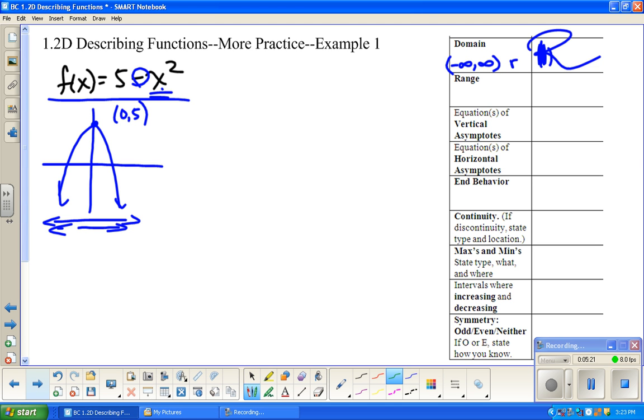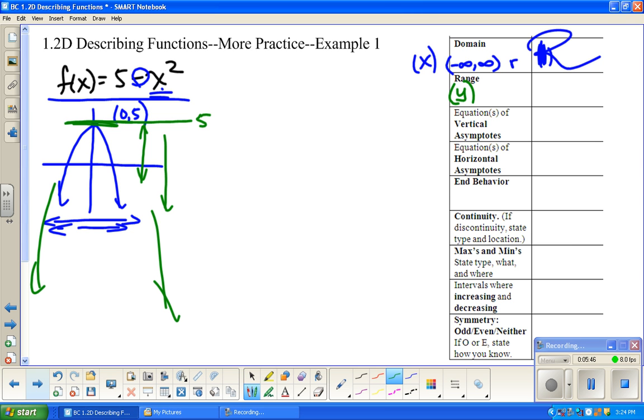Sorry. Okay. Y values, again, the range. Okay, so this is Y values. This is X values. Okay. Range, well, the biggest Y value I see present on this, remember Y is about up or down. The biggest Y value I see is 5. What else do I see? Well, everything else down. It keeps going down forever, right? It keeps going. Okay, so one way to say that would be Y is less than or equal to, because it includes the 5.